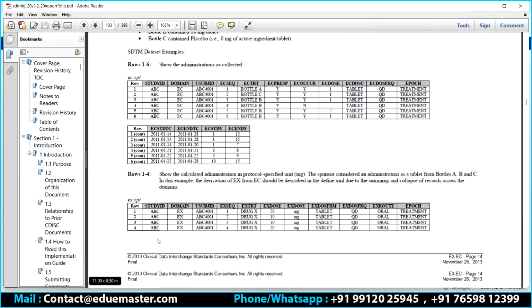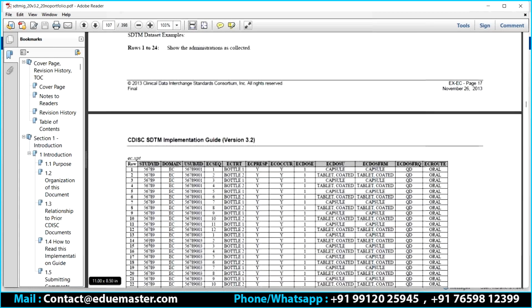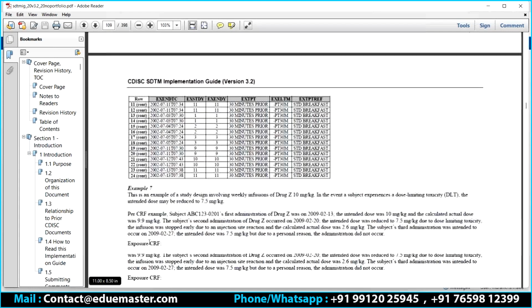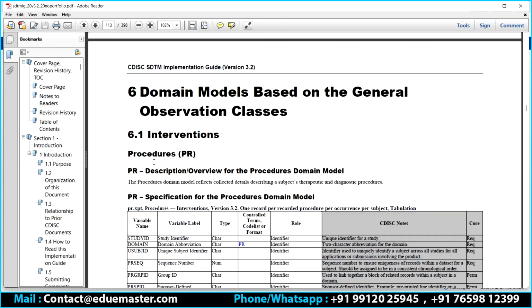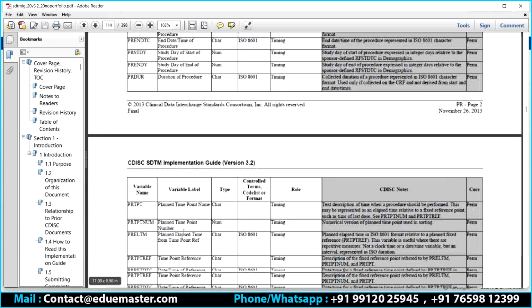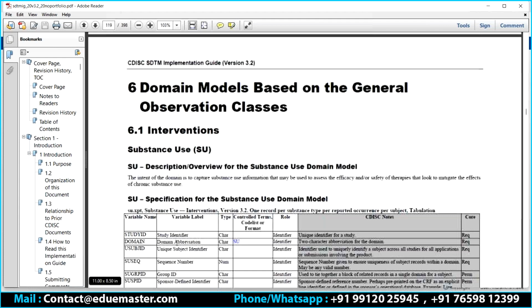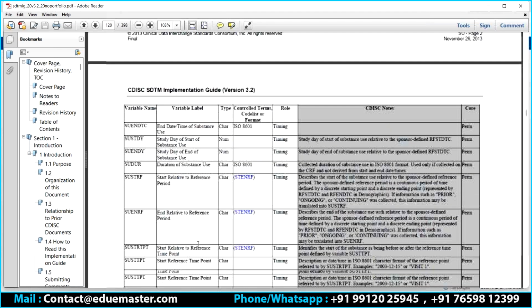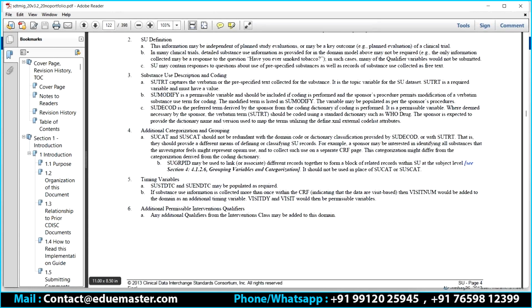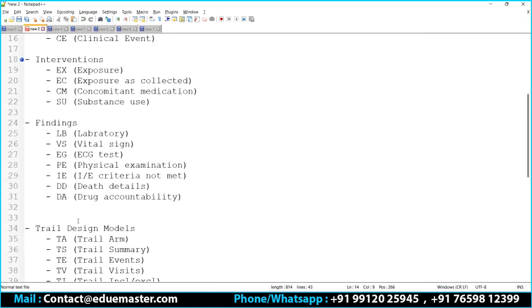I will go as per this, guys. I think you all know that. So we'll go with substance use. A lot of examples. Okay. Procedures we don't discuss. Substance use we will go with, right? This one we are going to discuss. This is a small domain. So once we complete this particular one, we will be good with the interventions.